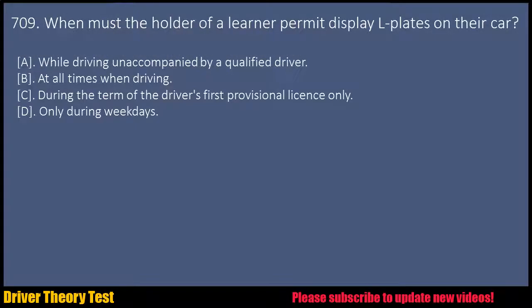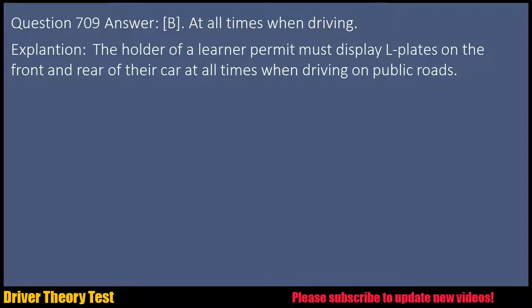Question 709. When must the holder of a learner permit display L plates on their car? A. While driving unaccompanied by a qualified driver. B. At all times when driving. C. During the term of the driver's first provisional license only. D. Only during weekdays. Question 709 Answer, B. At all times when driving. Explanation: the holder of a learner permit must display L plates on the front and rear of their car at all times when driving on public roads.